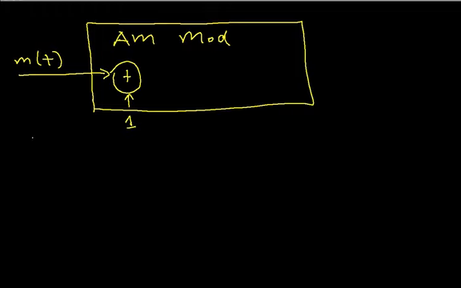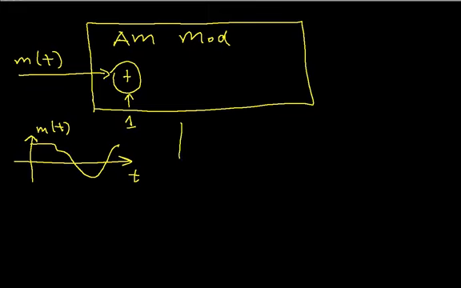So the idea is if I have an M of t that maybe looks something like this over some short period of time, after I add 1 to it, that just raises it up by 1, so I get basically the same thing, but now it doesn't go below the axis. It never goes negative.